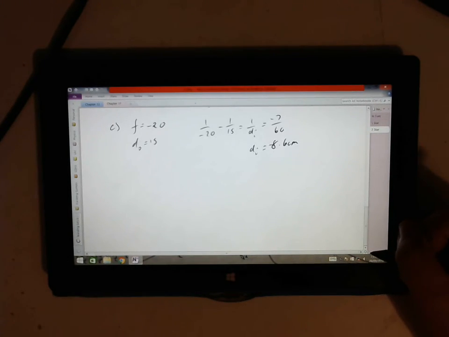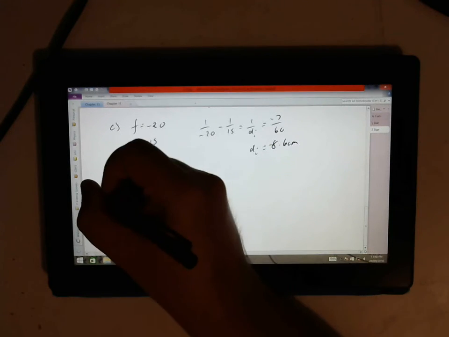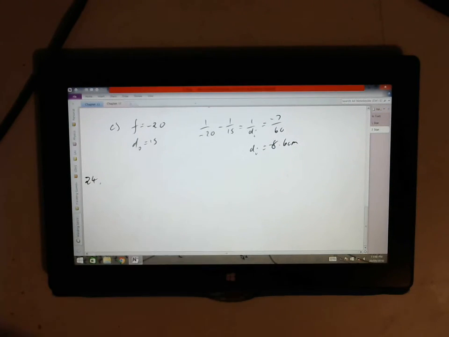Okay, let's move on. 24 is next on the 2-star list. A student places a 5 centimeter high candle 20 centimeters in front of a concave mirror. The image is formed on a screen placed 40 centimeters from the mirror. What is the focal length? What is the size of the image? Is it virtual or real? Is it upright or inverted?